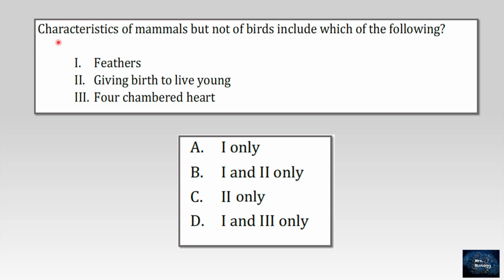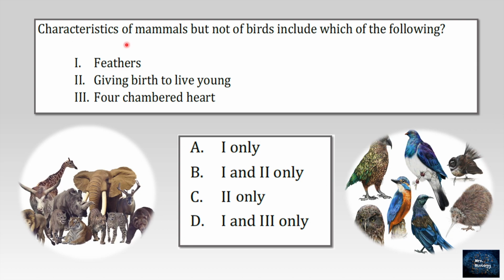Question 3. Characteristics of mammals but not of birds include which of the following? This is very easy. 1. Feathers, sure birds. 2. Giving birth to live young, sure mammals. 3. Four-chambered heart. Both of them have a four-chambered heart. So what is the right choice? Once they said, but not of birds, we look for the trait that is talking about giving birth.